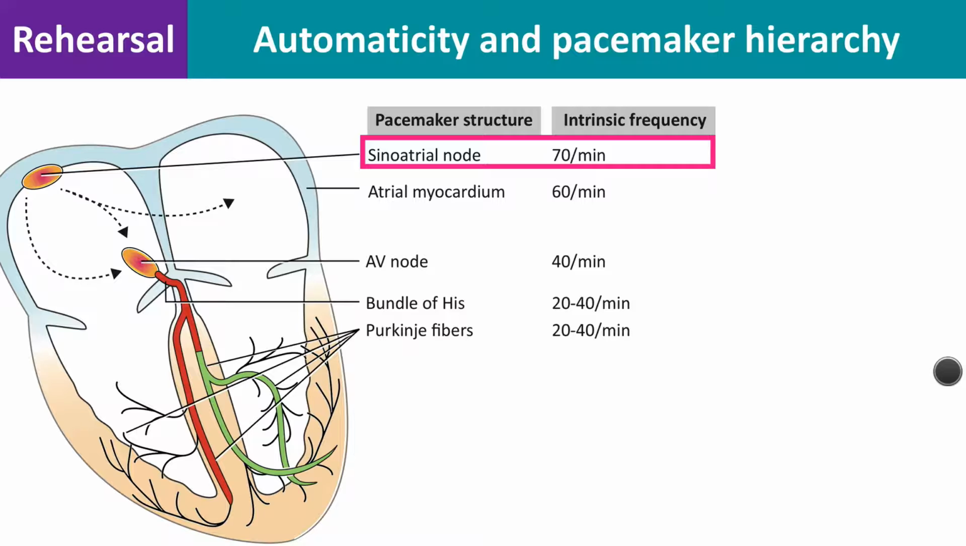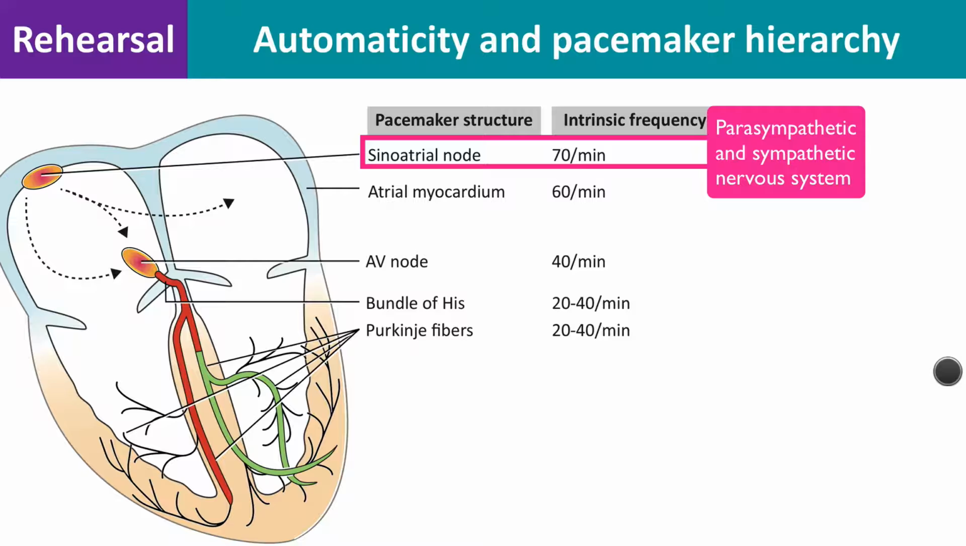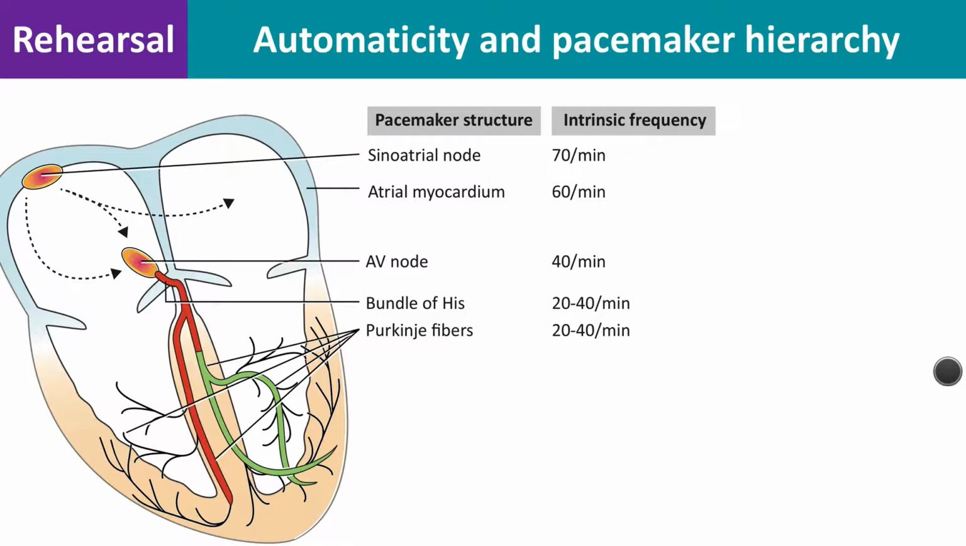Now, the reason why the heart rate is not always 70 beats per minute is simply because the sinoatrial node is influenced by the parasympathetic and the sympathetic nervous system, which decrease, respectively increase, the heart rate. And this is done by affecting the automaticity in the sinoatrial node. So the heart rate may increase when the automaticity in the sinoatrial node is increased. And the opposite is also true. Heart rate will decrease when the automaticity in the sinoatrial node is decreased.